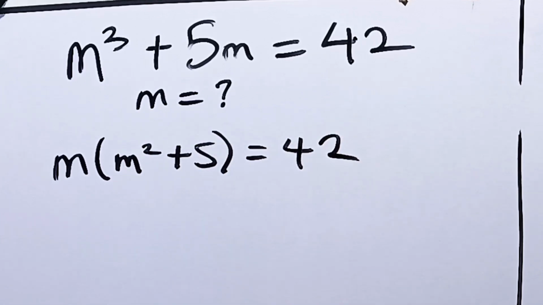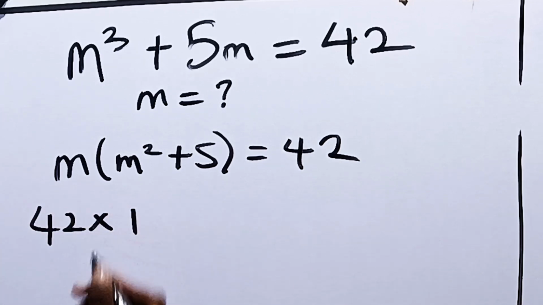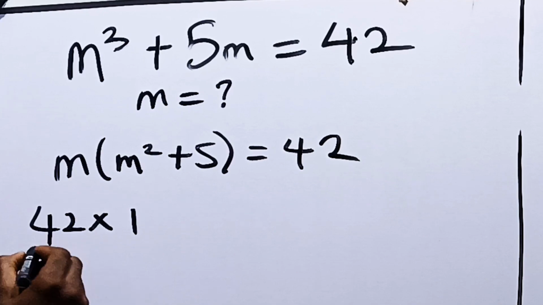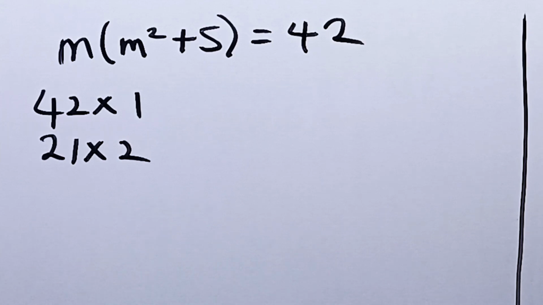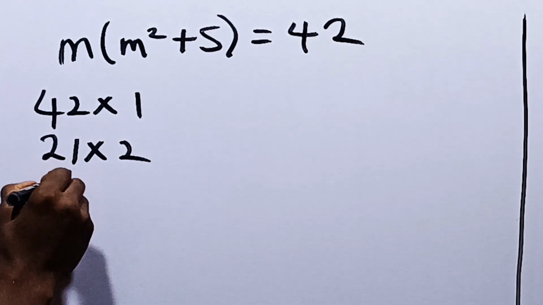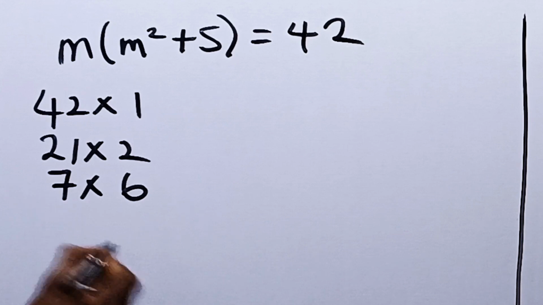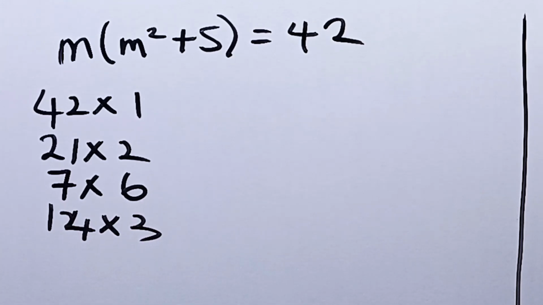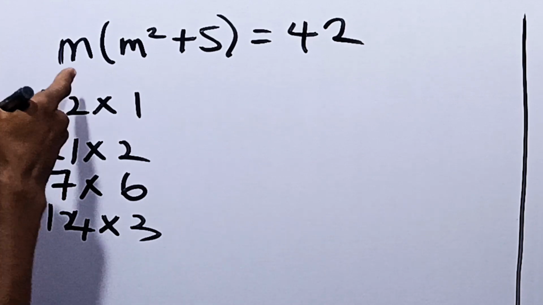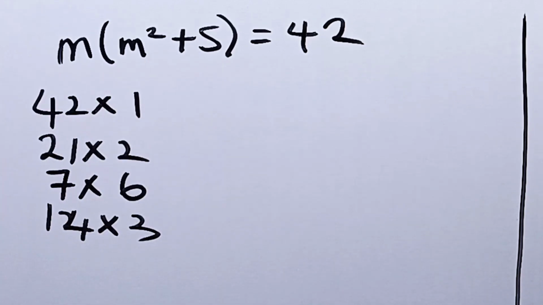Okay? Now, from here we can say, what are the products of 42? 42 can be equal to 42 multiplied by 1, alright? Or we can say 42 is equal to 21 multiplied by 2, alright? Now, also 42 can be said to be equal to 7 multiplied by 6, okay, 14 multiplied by 3, alright? Now, let's test which of these can fit in as m in this question, because that will make our work a lot easier. Alright?